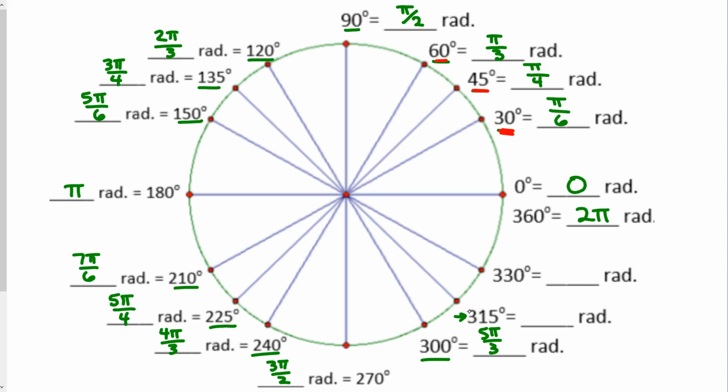315 degrees is 7 times 45 degrees, so that would be 7 times pi over 4, so 7 pi over 4. And 330 degrees is 11 times 30 degrees, so that would be 11 times pi over 6. So we call that 11 pi over 6. And you could do this for bigger angles too, like let's say for example 450 degrees. That would be 5 times 90 degrees, so that would be 5 pi over 2 radians. Often we don't write the word radian, we just leave it off, and if we leave it off we're implying radians.